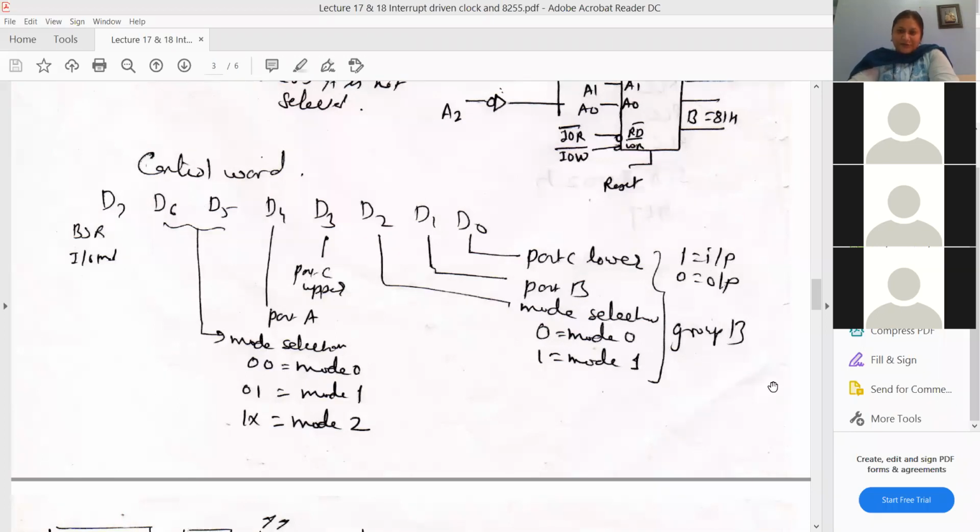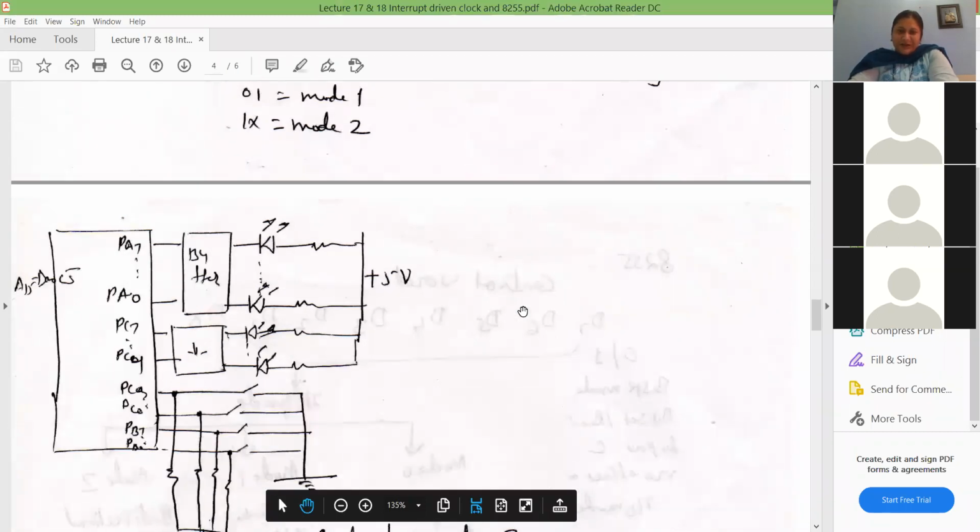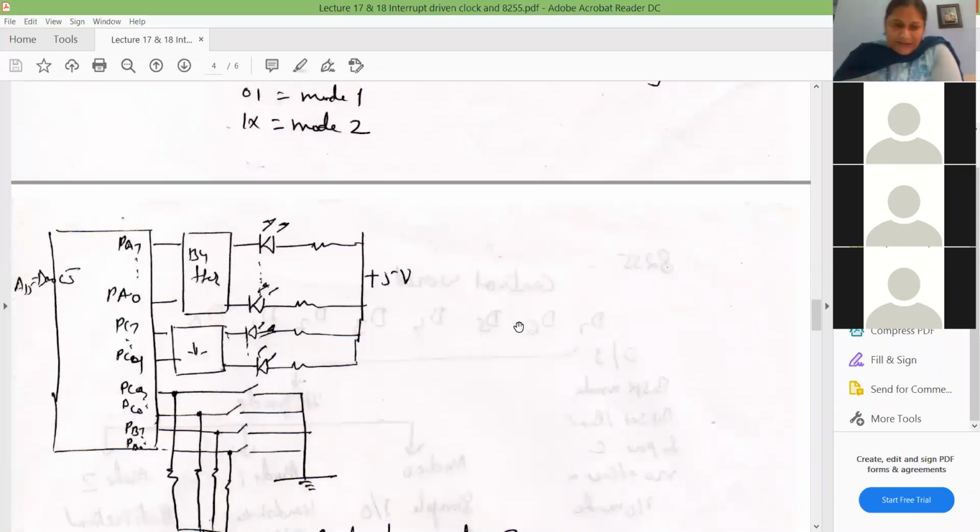Let's say my problem is that there are 8 LEDs connected to port A and 4 LEDs connected to port C upper. So these are the display devices. That means your port C upper and port A are output devices, isn't it? Because you will glow the LED, so it is an output device.